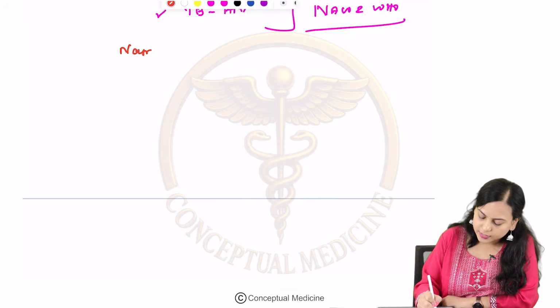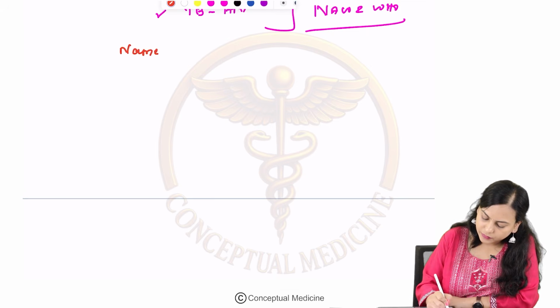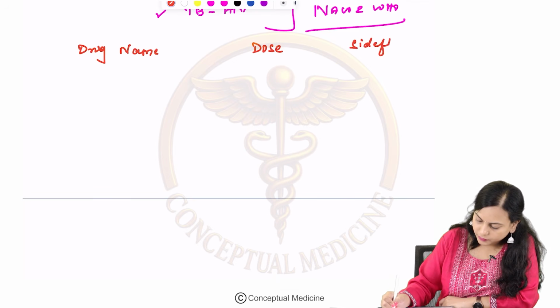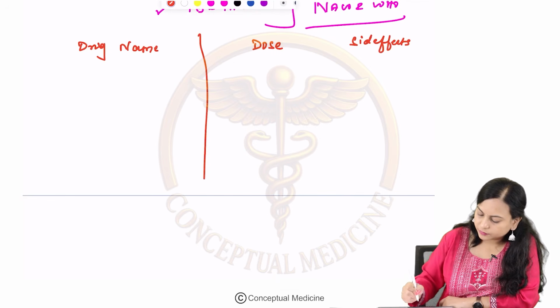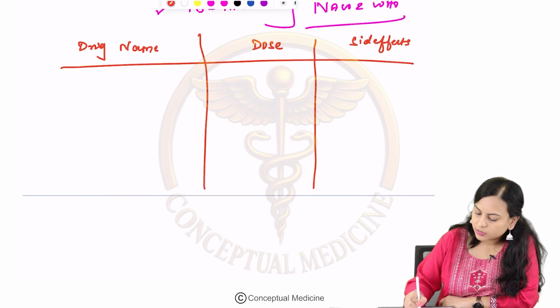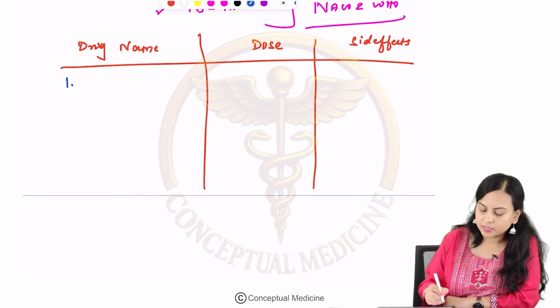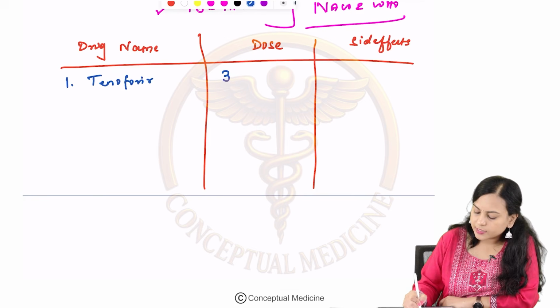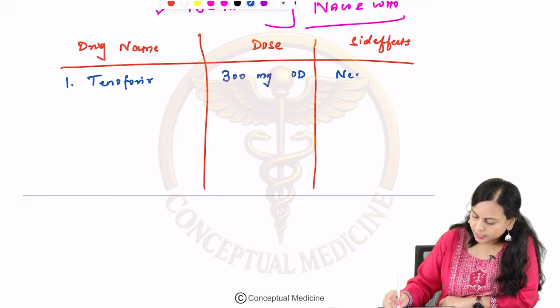Okay. So, we will see the name of the drug, then what is the dose and what are the side effects. So, first drug is tenofovir. Tenofovir is given as a dose of 300 mg OD, and the important side effect of this drug is nephrotoxicity.